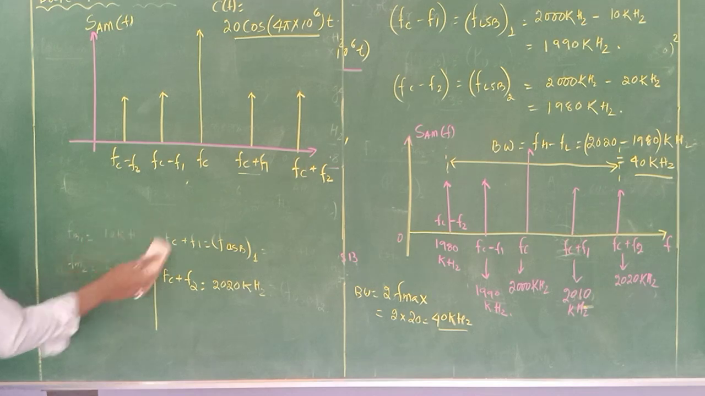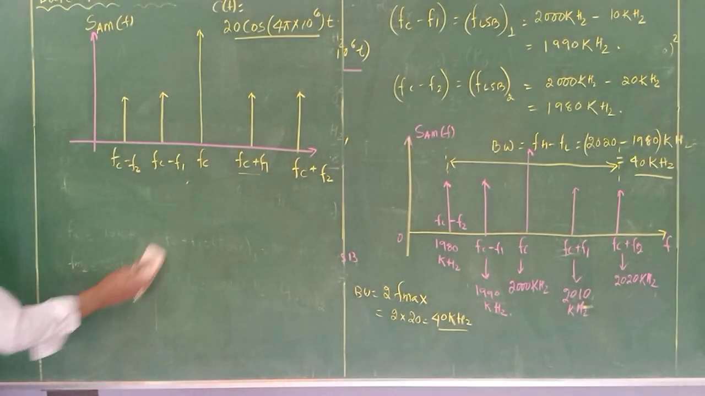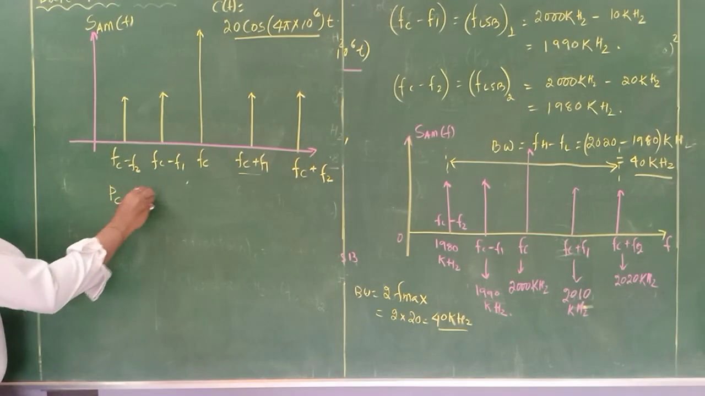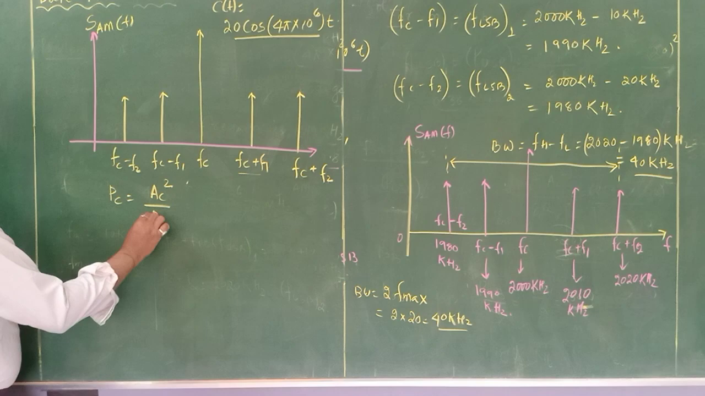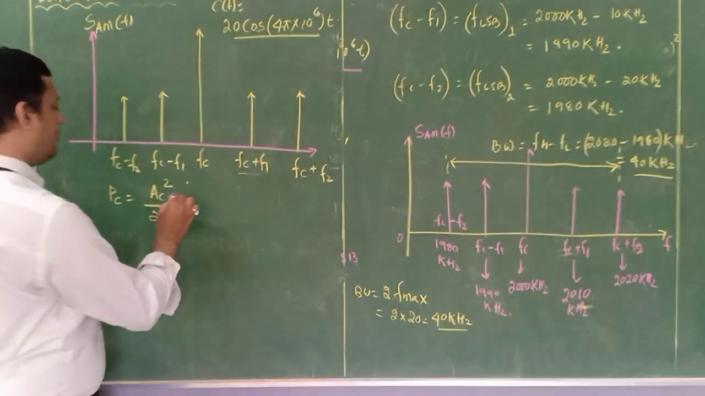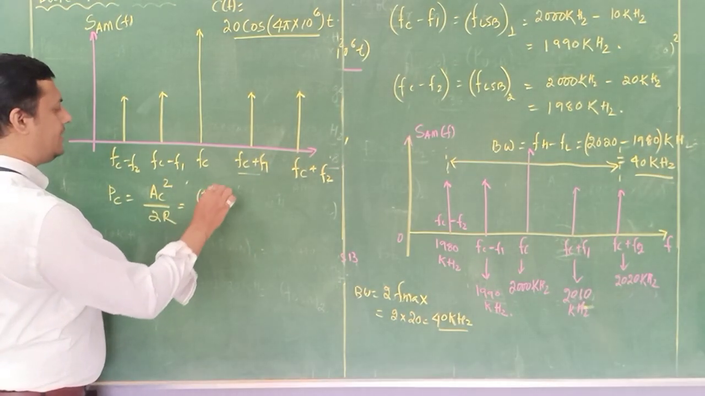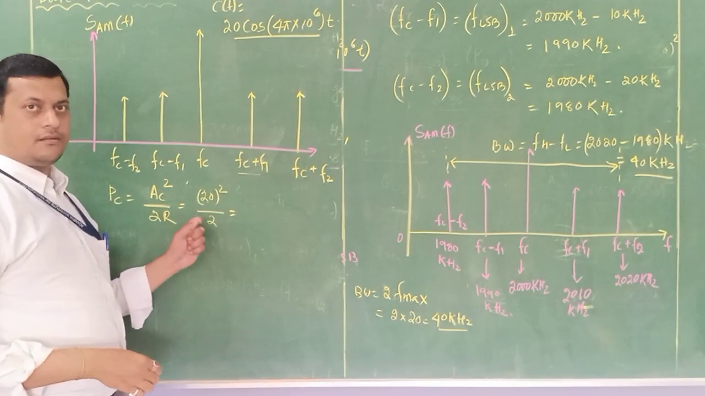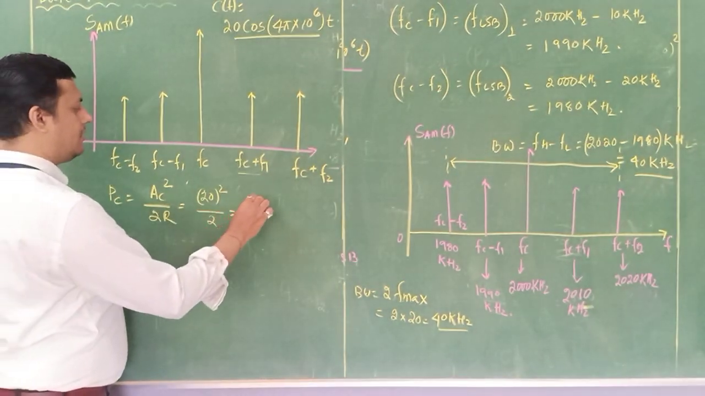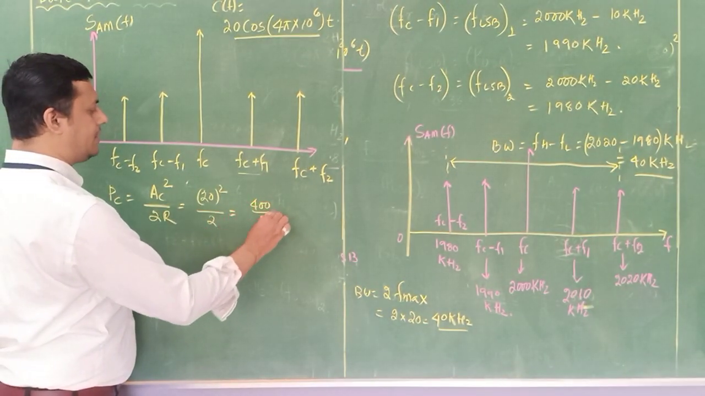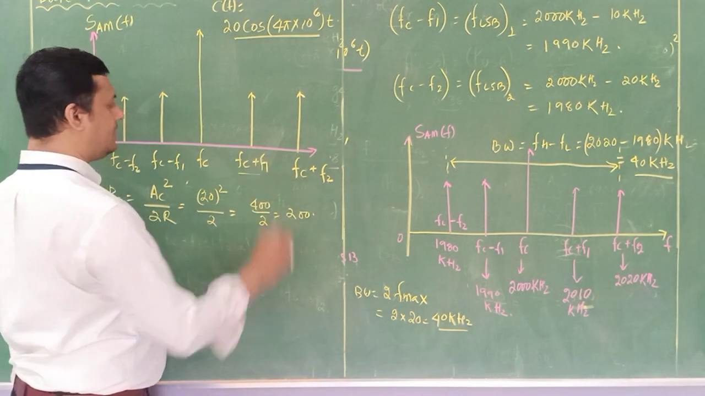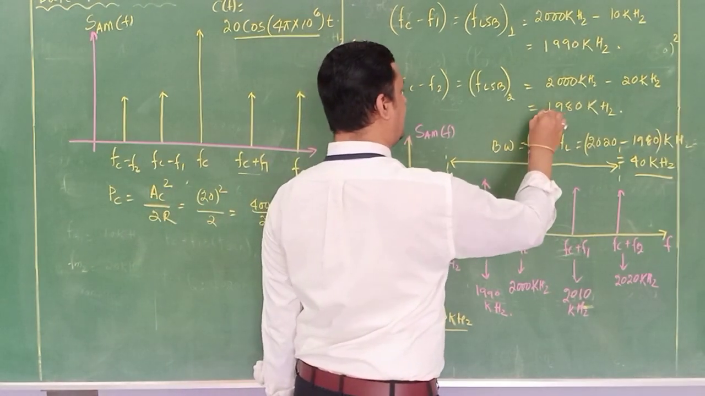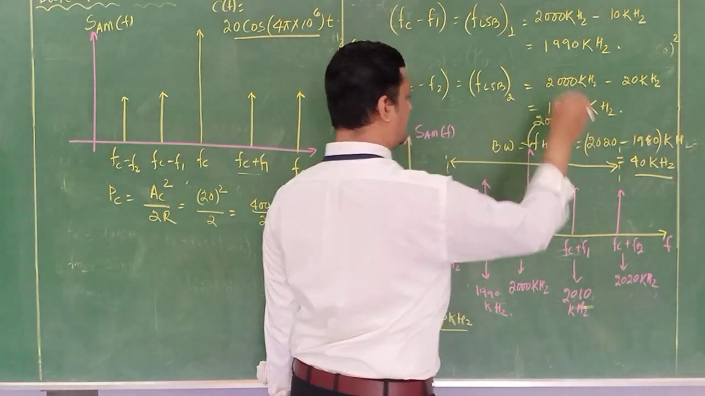So for this, if I solve the carrier power, for example, one minute, I will write those relations, then I will put in the amplitude functions. So carrier power is AC square by 2R. Now AC is 20, square divided by 2. So how much will it be? 400 divided by 2 is equal to 200. So that means my carrier power I will represent here as 200 watt.